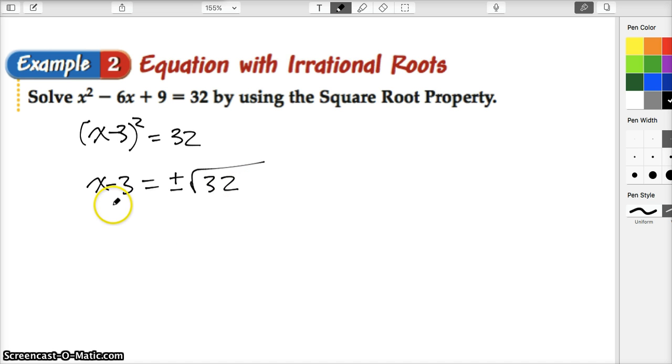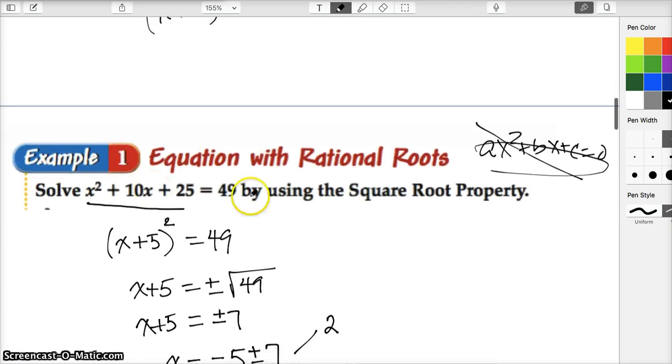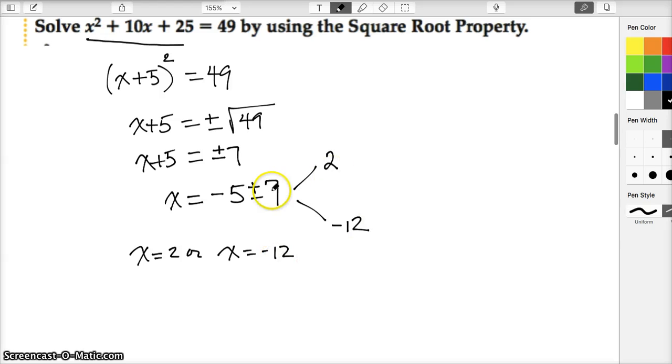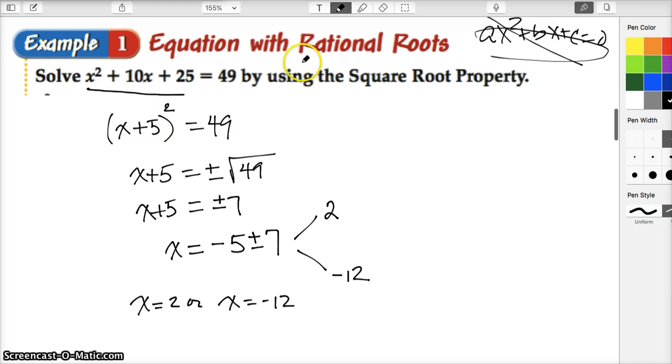Following with what we did last time, we're going to get rid of this negative 3 by adding 3 to both sides. And when I add 3 to both sides, I'm isolating x, and I get 3 plus or minus the square root of 32. So what they're showing us here is a situation where this bad boy up here would have been factorable. That's why we got these nice answers, and we could have gotten this by moving everything over to one side and factoring it.